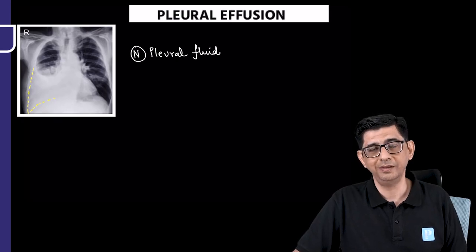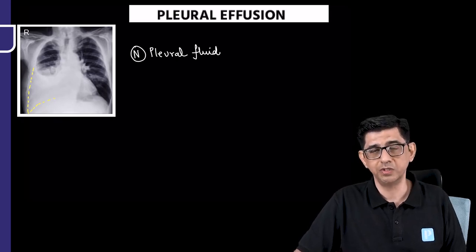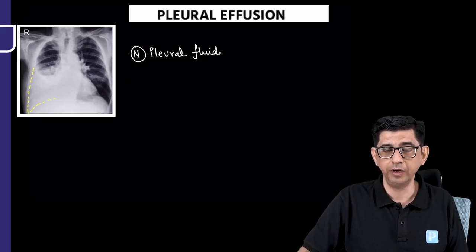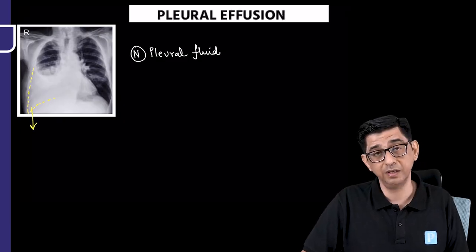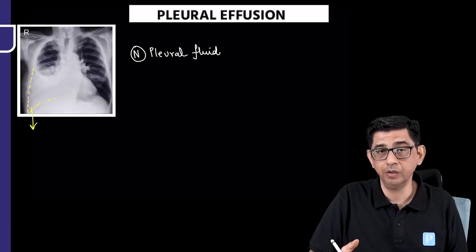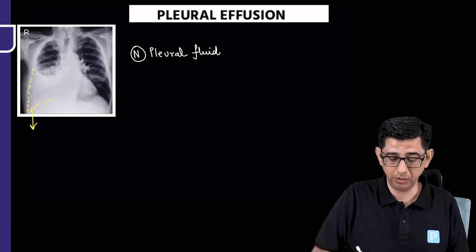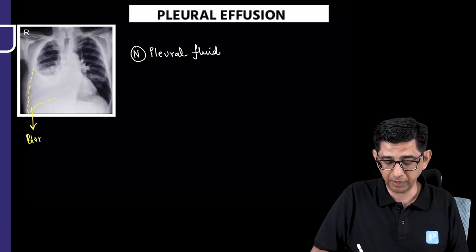Hi guys, welcome back. The next topic we're studying is pleural effusion slash hydrothorax, and one of the very characteristic radiological findings seen in this condition, and in fact one of the earliest radiological findings seen in pleural effusion, is the blunting of the costophrenic angle.